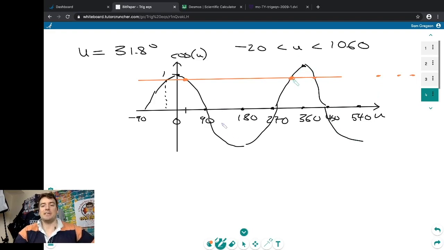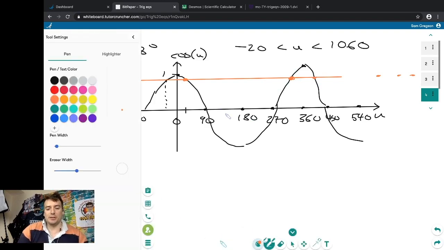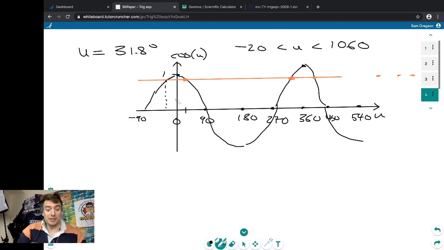So we can use the CAST diagram, which we looked at in a previous lesson, or we can use the periodicity of the cos function to find the other solutions. So let's talk about these other solutions. I know it's symmetrical about the origin. But it couldn't be the one on the other side because it's out of the range.